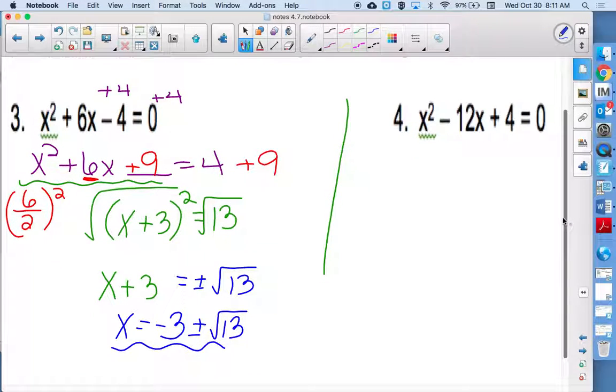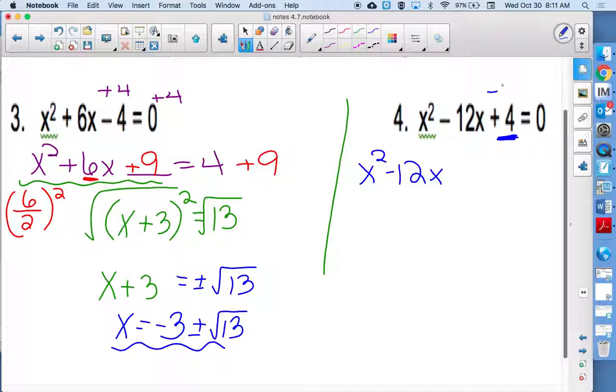So looking at number 4, we have x squared minus 12x plus 4. Yes, 4 is a perfect square. But is there any way 2 times 2 is going to get us to 12? No. 2 times 2 will never make 12. So I still have to use this process of completing the square because I have to get a perfect square that works with 12. It can't just be any old perfect square. It has to work with what we have.